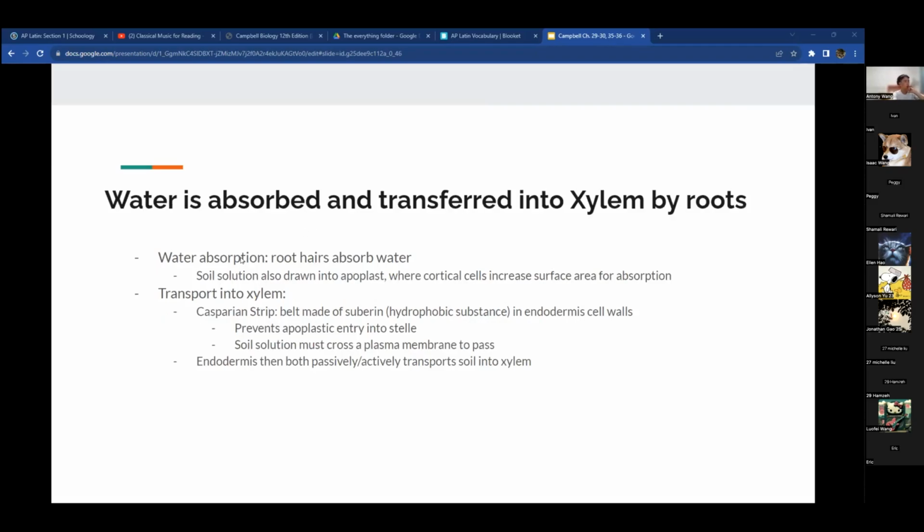Water is absorbed and transferred into xylem by roots. So for water absorption, root hairs absorb water. The root hairs will bring in the soil solution, the water in the soil, and then it eventually transfers it into the stem.